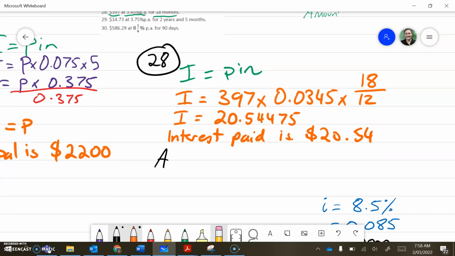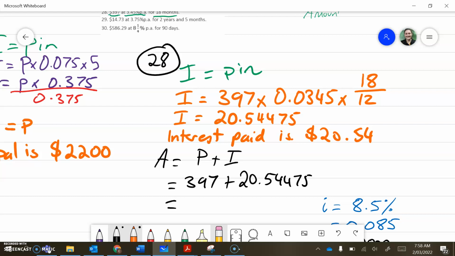So remember that A equals capital P plus I. So that's our principal plus our interest. So we already know that our principal was 397. And we know that our interest was 20.54475. Now, please don't round until you get to your final step, so use this value that you got here. Otherwise, you can end up with a rounding error if your principal has decimals as well. Okay, so we then end up with 20.54475 plus 397. So you'll end up with a total amount being repaid of $417.54.